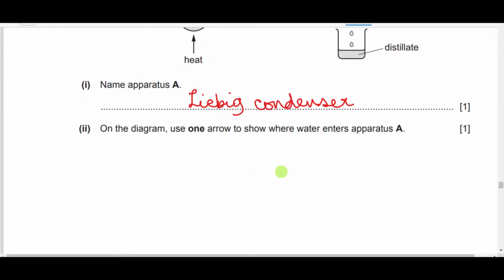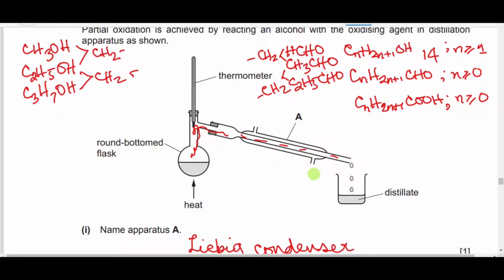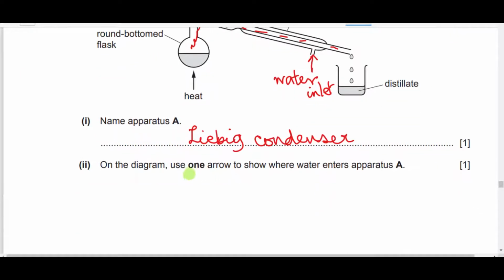So the next question says, on the diagram, use one arrow to show where water enters apparatus A. So here, if you come here, this is where water enters apparatus A. So this is the water inlet, right? Which means that this will be the water outlet. Fine. The question said one arrow, so we only need one arrow. And remember, the direction of the arrow is also important.